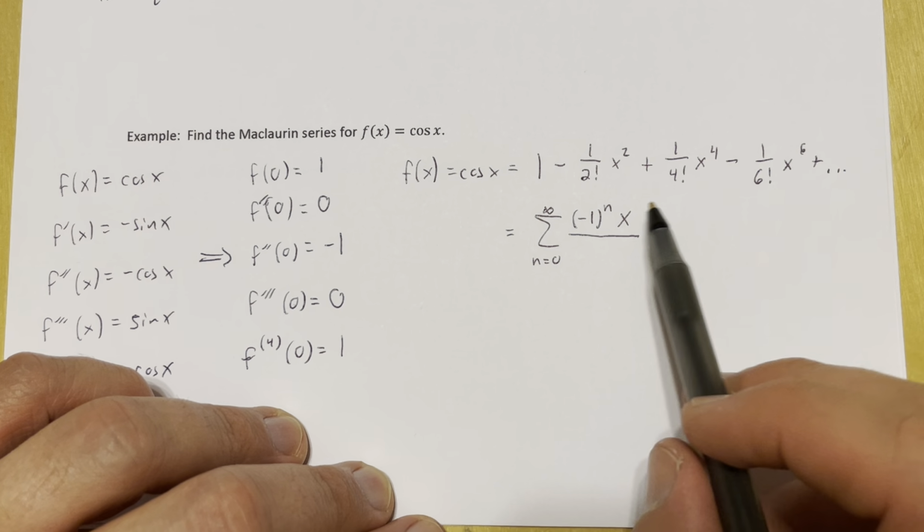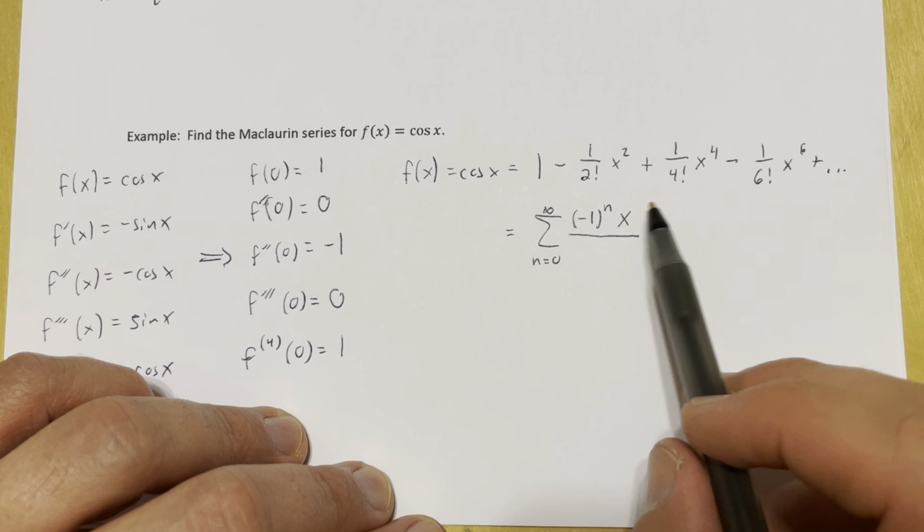This time I'm looking at even powers. So 2n would give me even numbers. And does it give me the correct even numbers? Well, when n is equal to 0, this would be x to the 0, which is just 1, giving me that constant term. When n is equal to 1, this becomes x squared. So my next term is, in fact, x squared. This will give me the correct terms.